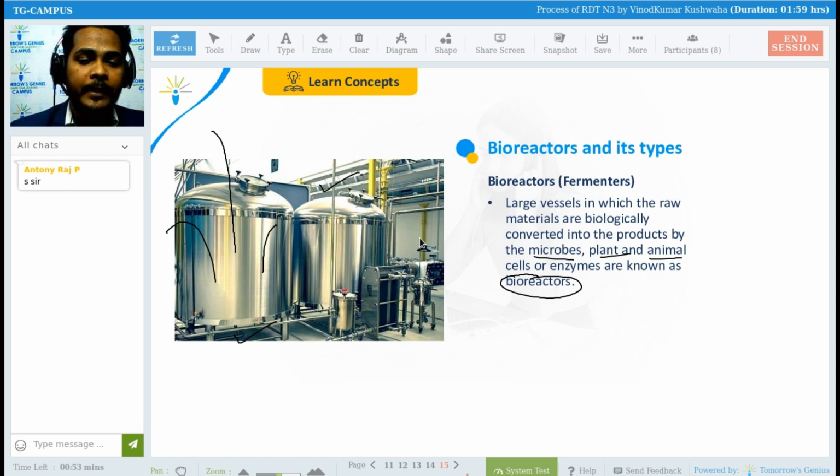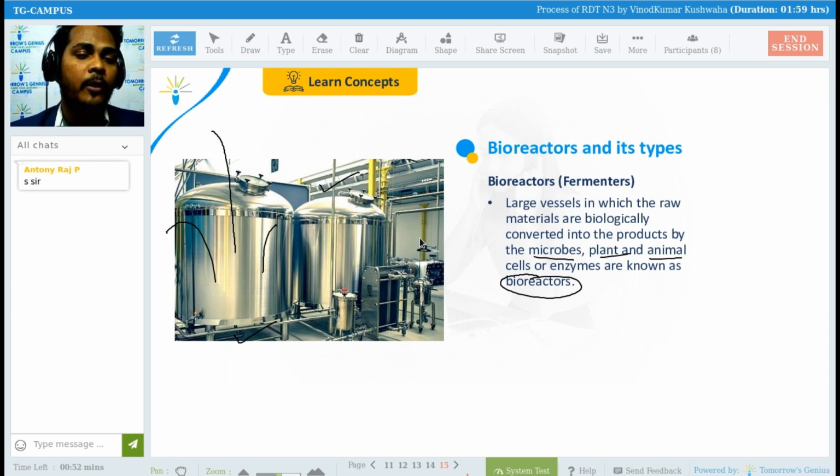Clear? Now this bioreactor, you can see, is for large scale production that is carried out in the bioreactor. It means if you want to produce a large amount for industrial or pharmaceutical purposes, then only you use a bioreactor. If you want to perform at the laboratory level, then a petri plate is enough to culture and perform the experiment, right?